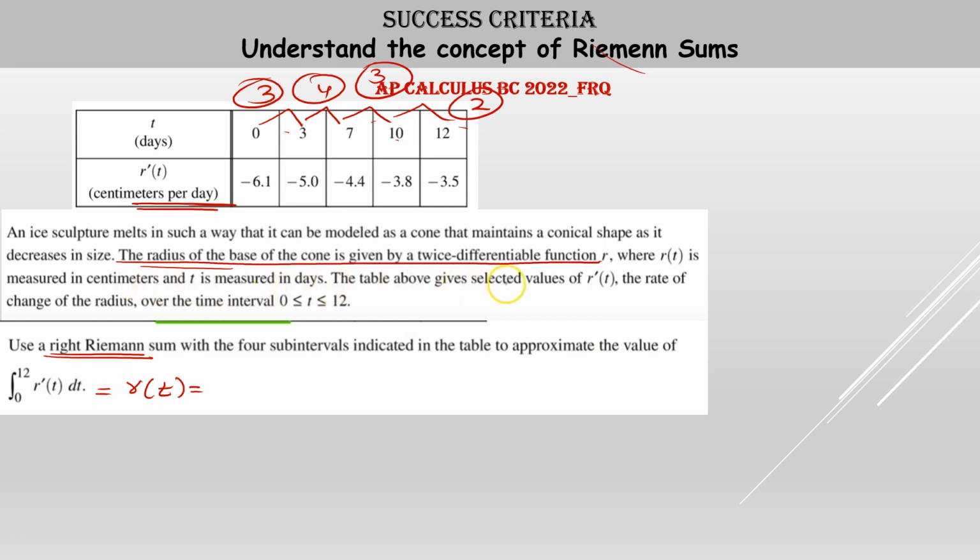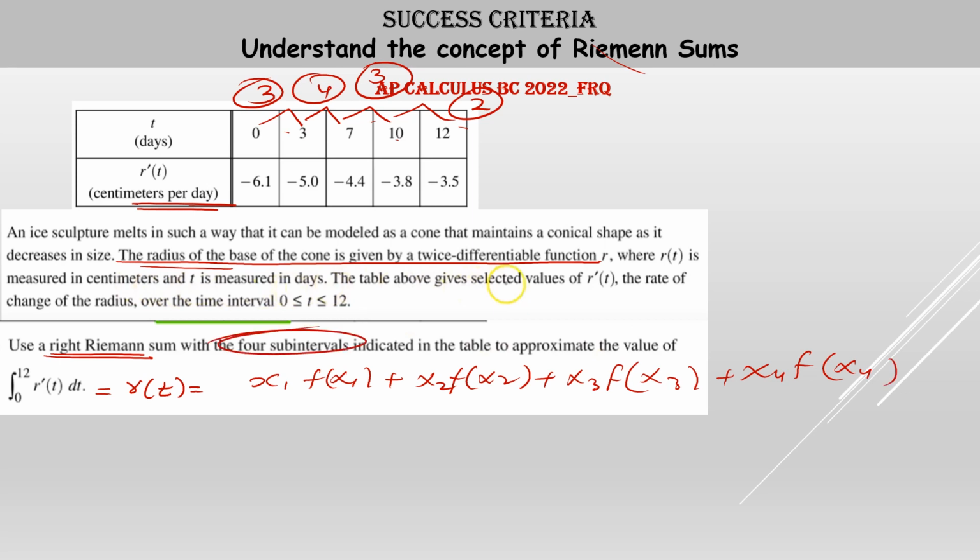So what is the formula? You know the formula: x1 f of x1 plus x2 f of x2 plus x3 f of x3 plus x4 f of x4. Why are we writing it 4 times? Because there are 4 subintervals. But I told you that rather than writing like this, x1, x2, x3, x4 can be written as t1, t2, t3, t4 because the x values given in the table are t. So let's write here t1, t2, here t3 and here t4 to understand it better.